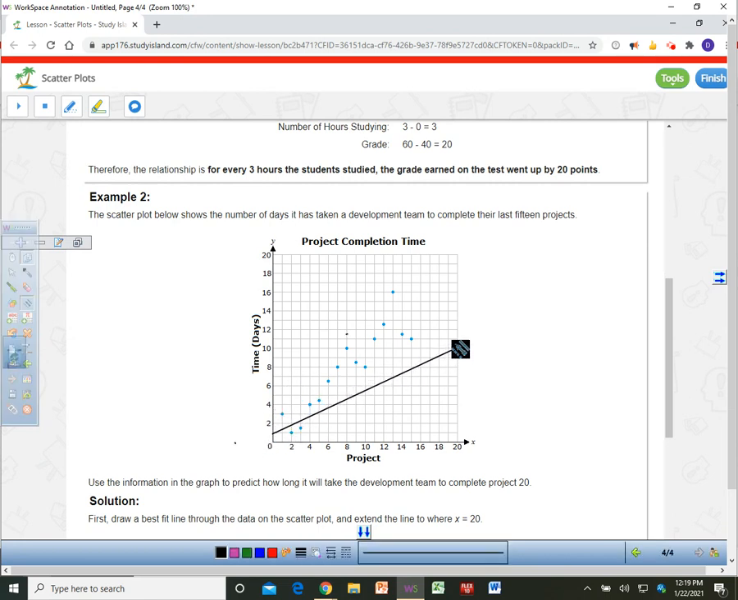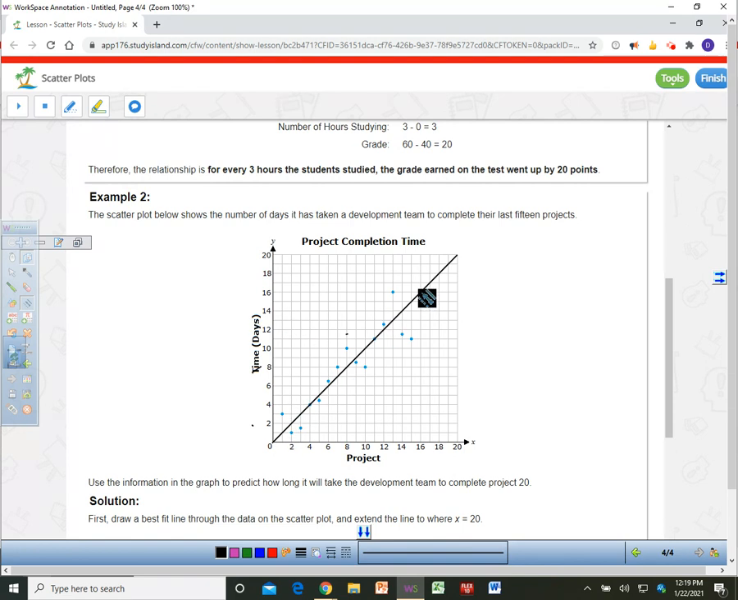If I did this, it's not a good line of best fit because it's not really going through the middle of the data. We want it to go through the middle and be equal on both sides. So if we look at a line like this, we have 1, 2, 3, 4, 5, 6 dots above it and 1, 2, 3, 4, 5, 6, 7 dots below it. So it's about in the middle.